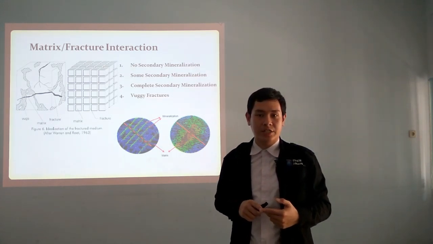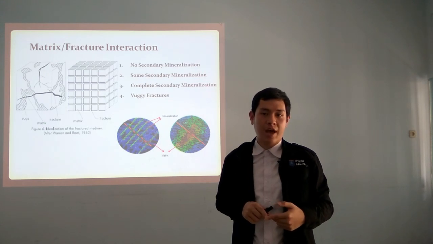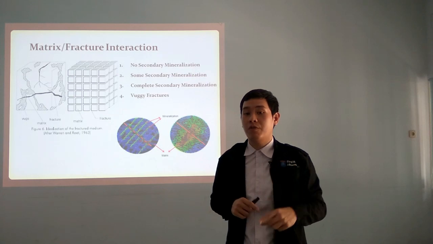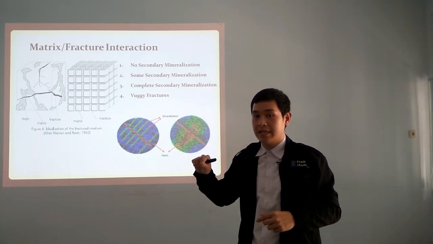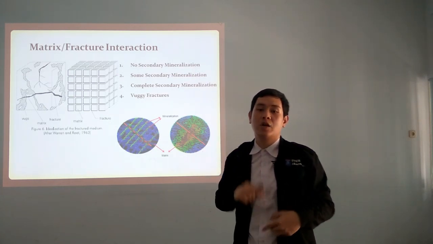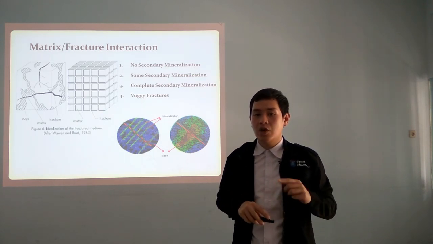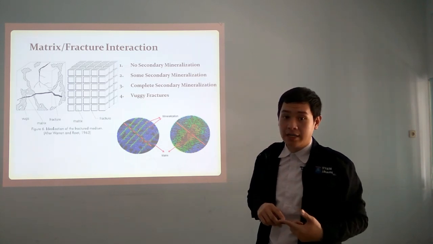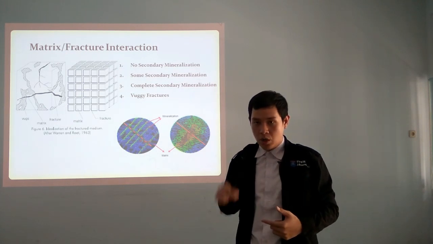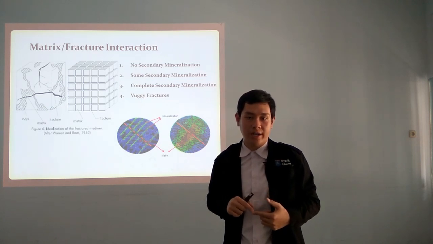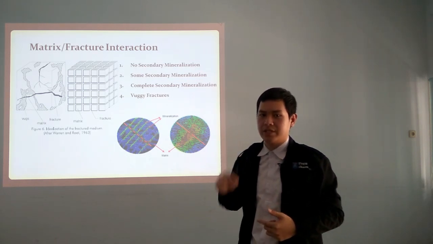Some secondary mineralization. When natural fractures have a certain amount of secondary mineralization, the fluid flow from the matrix to the fracture is somewhat restricted. Complete secondary mineralization: even if there is a lot of hydrocarbon within the reservoir, the ultimate recovery will be low. The mineralized fractures will compartmentalize the reservoir, leading to very low ultimate recoveries.